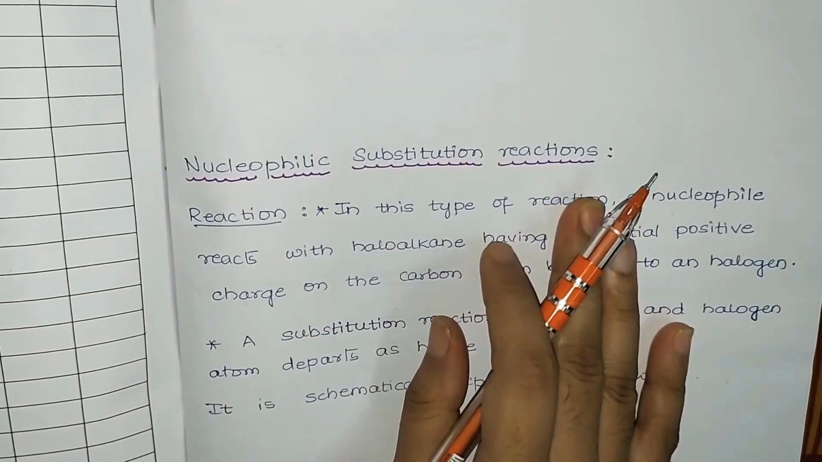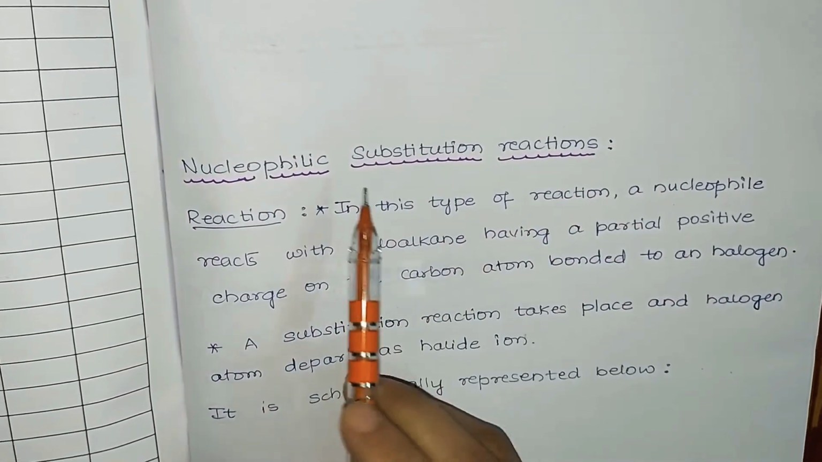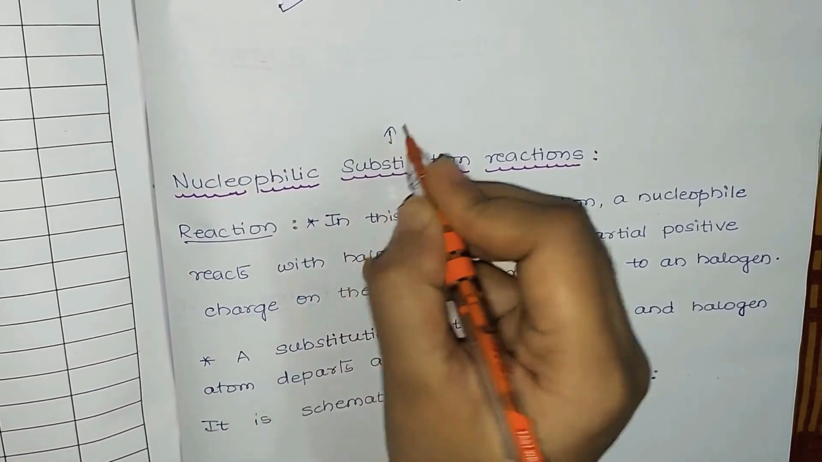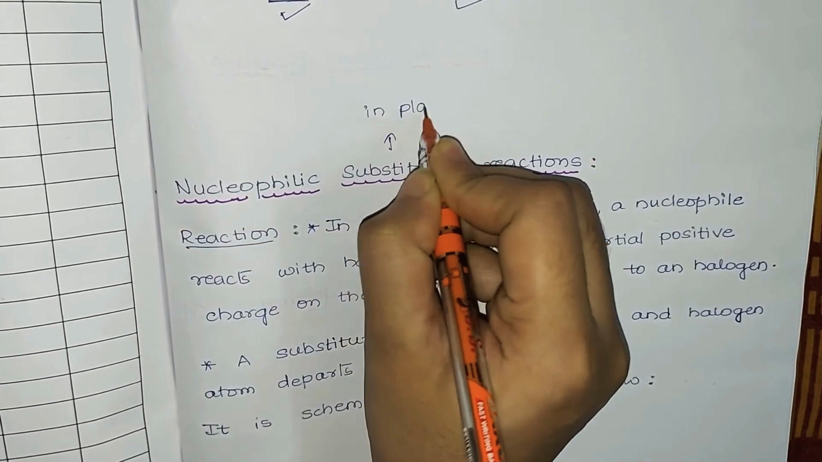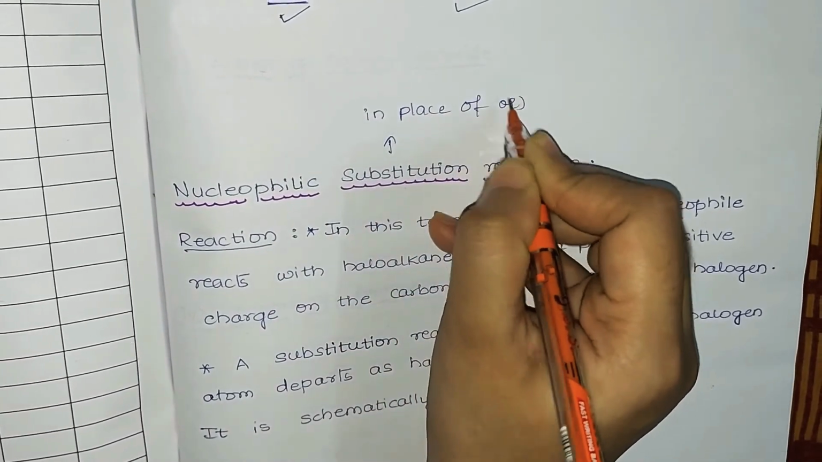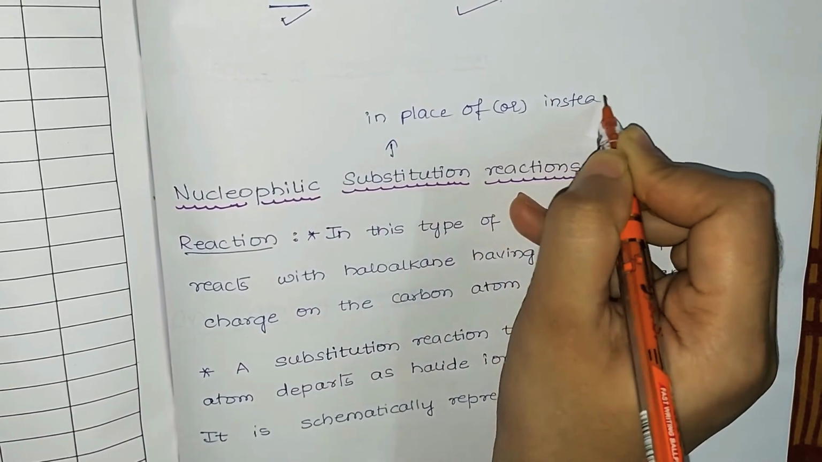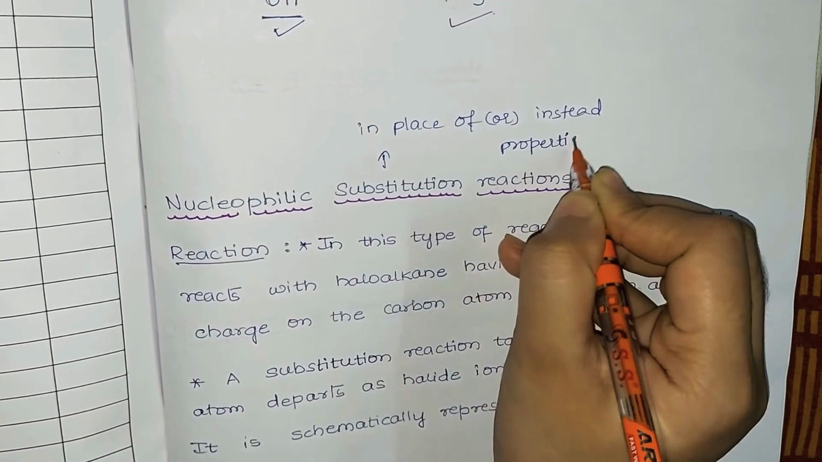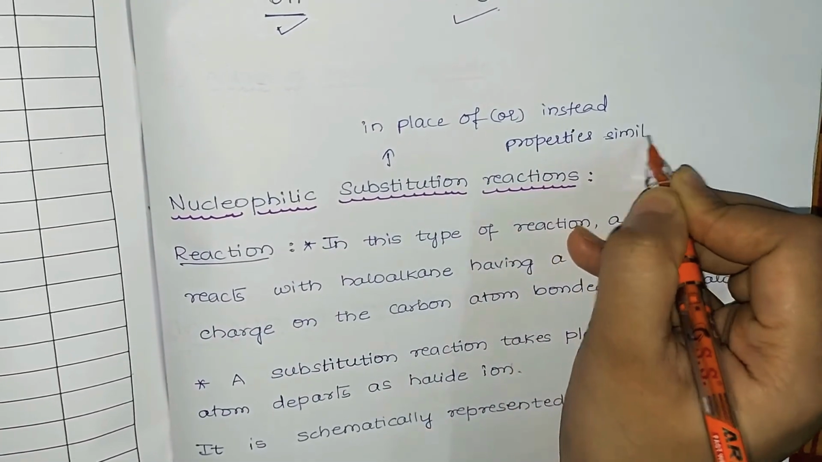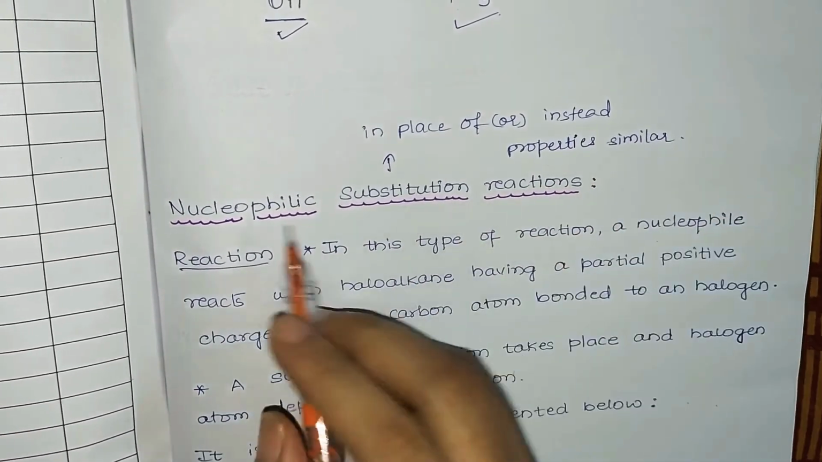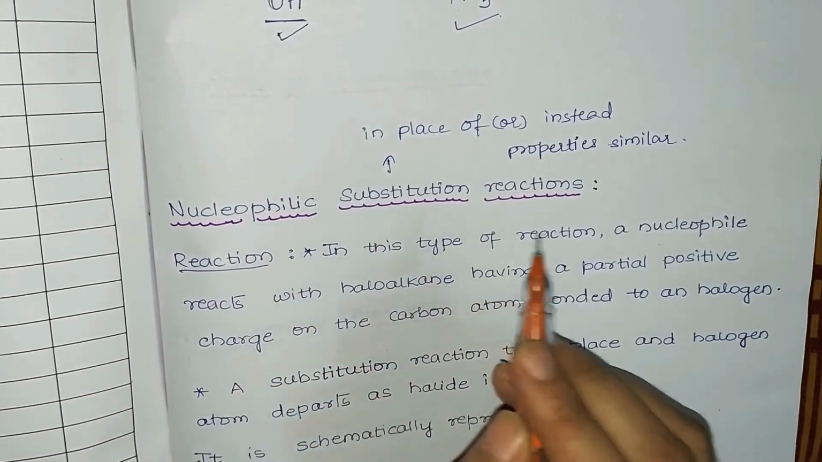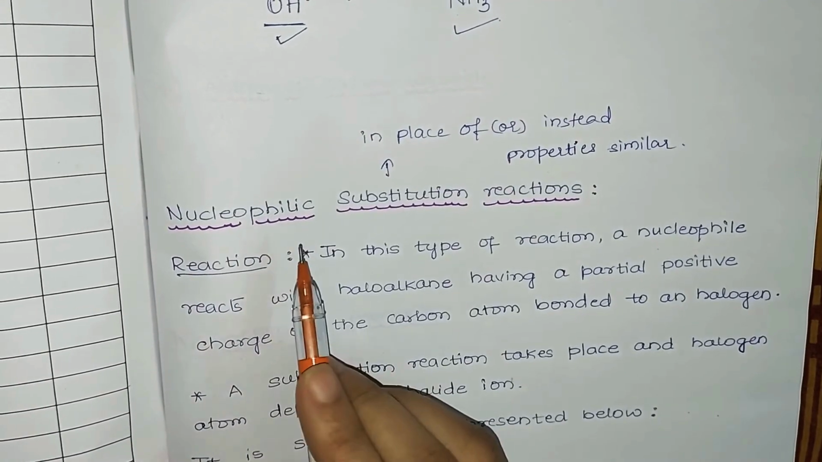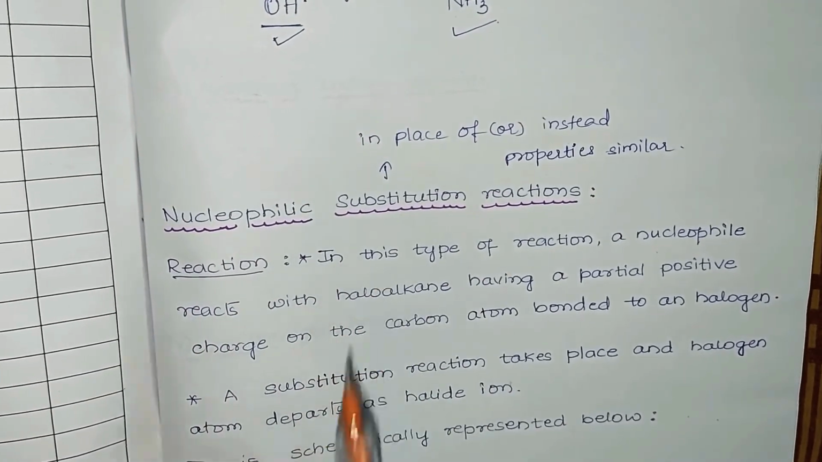Before understanding the reaction, let us understand what the word substitution means. The word substitution here means in place of, or instead of. Here a nucleophile which is negatively charged will replace a halide which is negatively charged. That means the properties are similar: a negatively charged ion is replaced by another negatively charged ion. We'll consider the nucleophilic substitution reaction in detail. How does a nucleophilic substitution take place? Before that we'll see the general reaction.